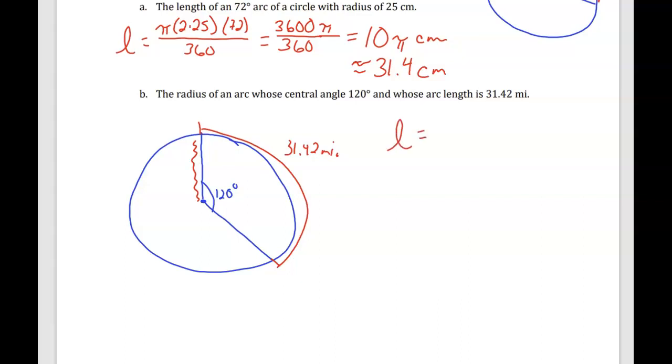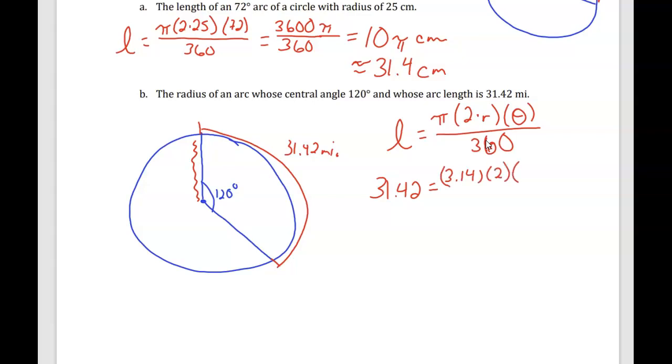So we know that length is equal to pi times the diameter, or 2 times the radius, times the theta, or the angle, divided by 360. Okay, we know what the length is. It's 31.42. I'm going to go ahead and put 3.14 in here, times 2, times r, times 120, divided by 360.